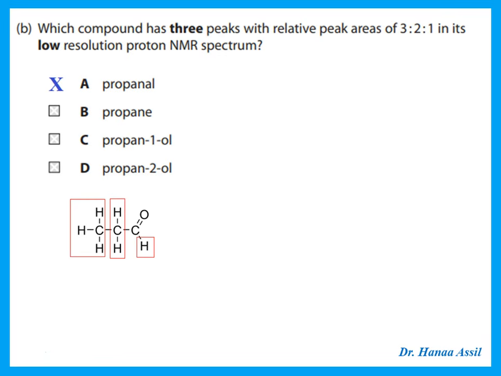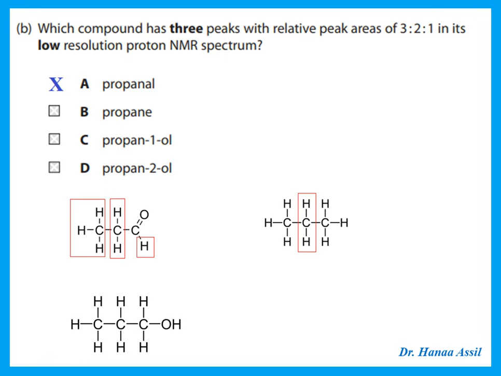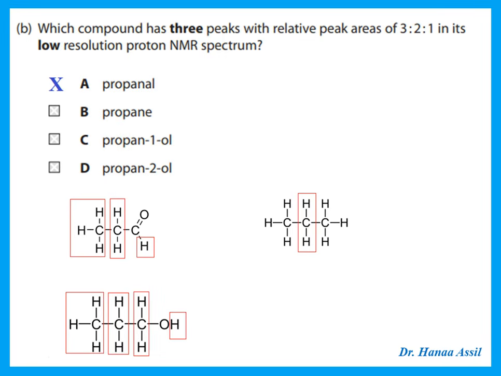Now let's check the others. Propane, what is propane? This is propane. How many types of hydrogens do we have? We have two. The CH2 in the middle, that's one. That will give one peak, and the two CH3s on the ends are similar, so this will give another peak. So actually this one will give only two peaks. Now what about this one? This will give how many peaks? This actually gives four types of hydrogen, so we have four peaks.